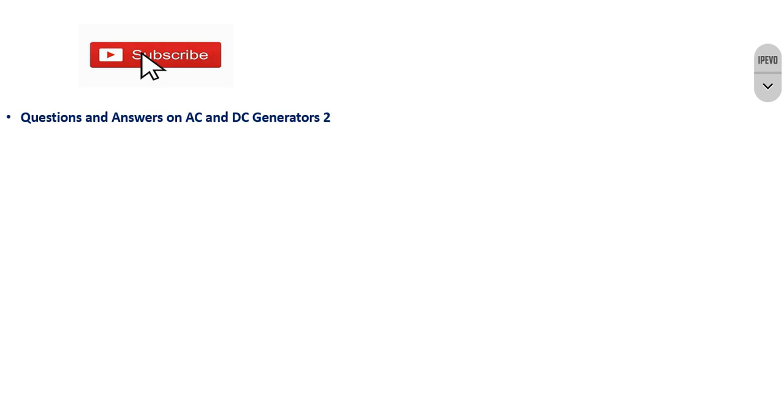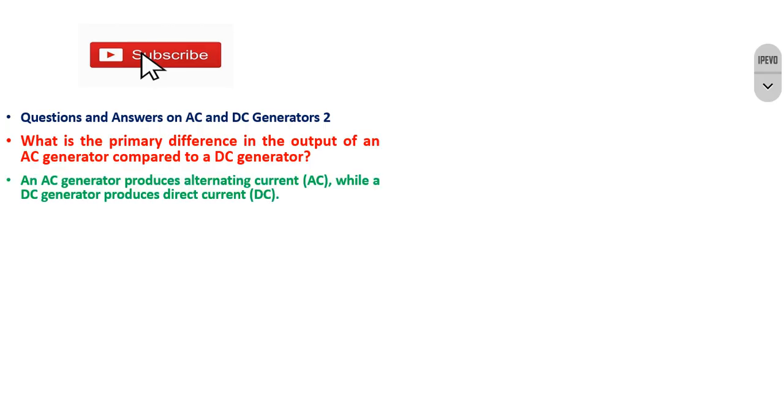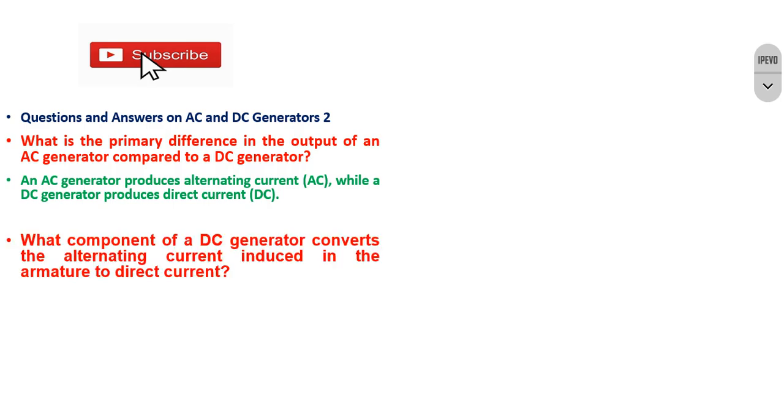Let's consider this as well, the second set of question and answer on this topic. What is the primary difference in the output of an AC generator compared to the DC generator? How does the output look like? The AC generator produces alternating current, while the DC generator produces direct current.